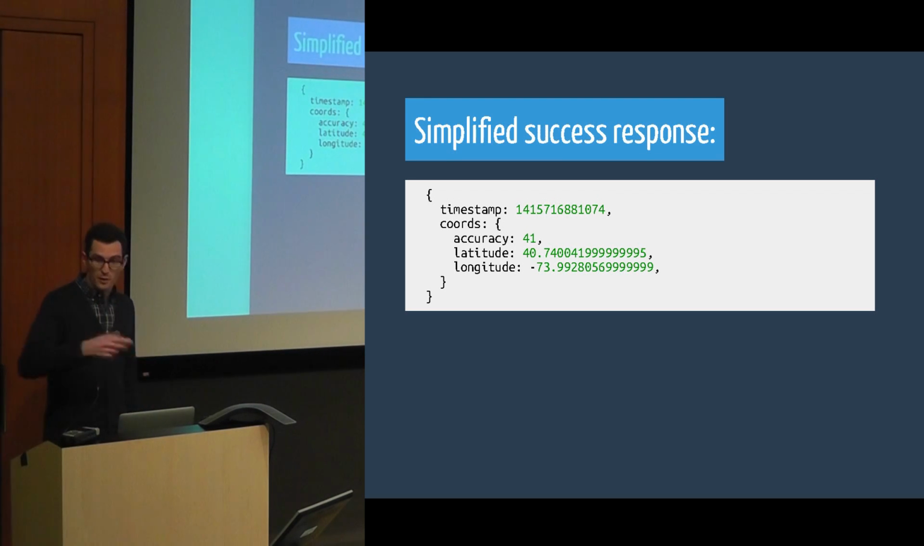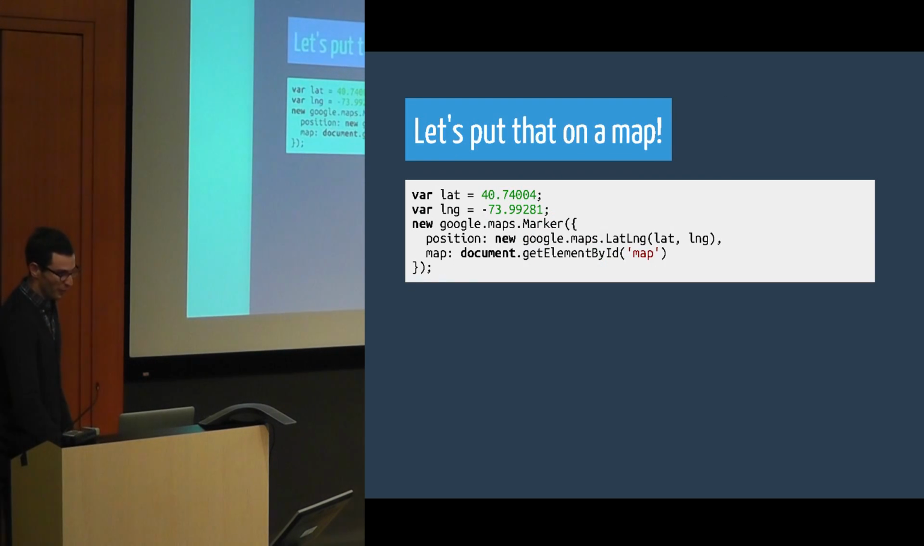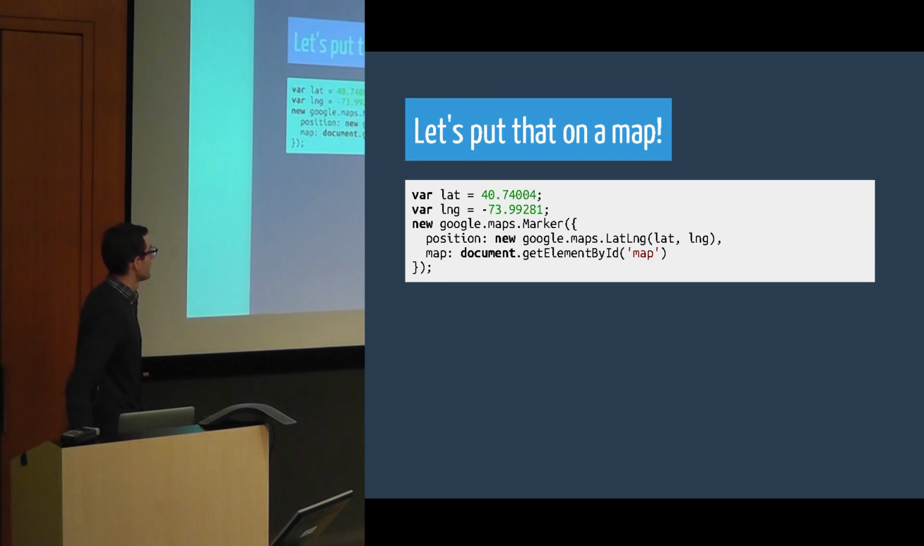Okay, so I have a latitude and a longitude. What can I do with that? I can put it on a map. The Google Maps API is very comprehensive, to say the least, but putting a marker on a map is one of the easier things that you can do. So you have your latitude and you have your longitude. You have a map on that 5th line, I guess. And then you create a new position and a new marker, and you're good to go.